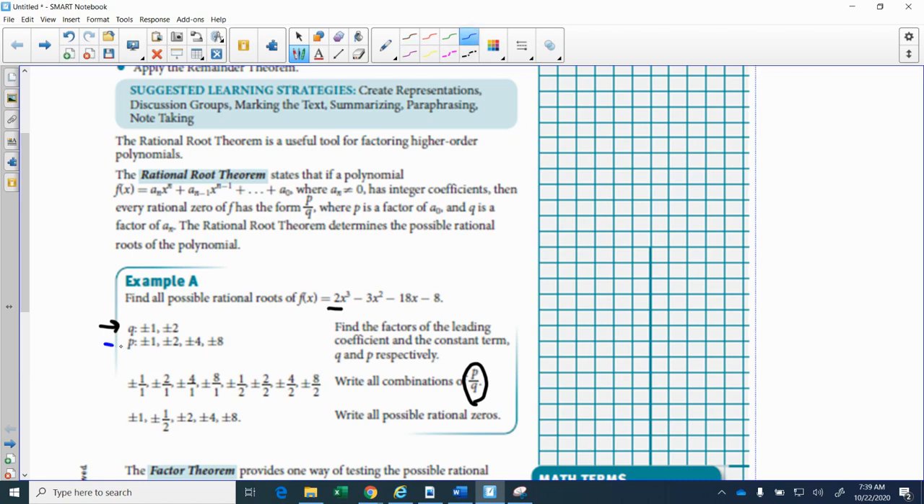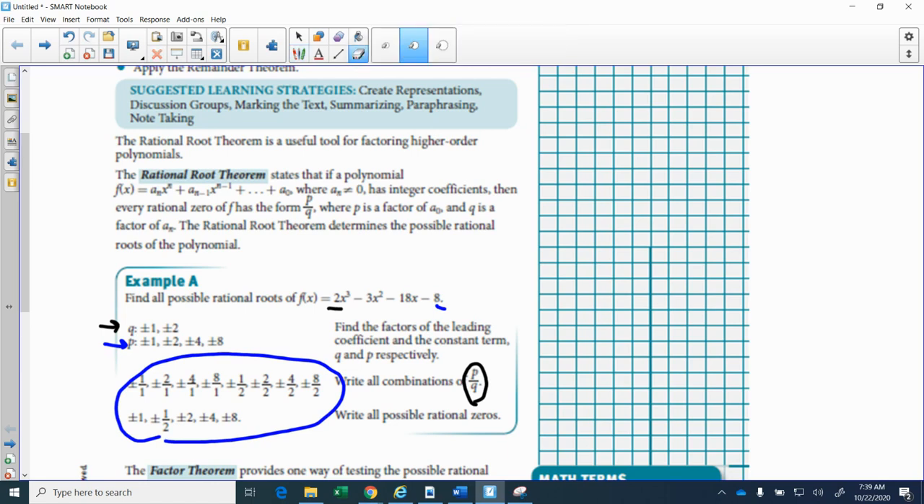And then P is all the factors of your actual coefficient at the end, which for 8 is 1, 2, 4, and 8. 1 times 8, 2 times 4. What you do with those values is divide them out. So everything listed right here is P divided by Q. I have to take all positive and negative values and divide it out.